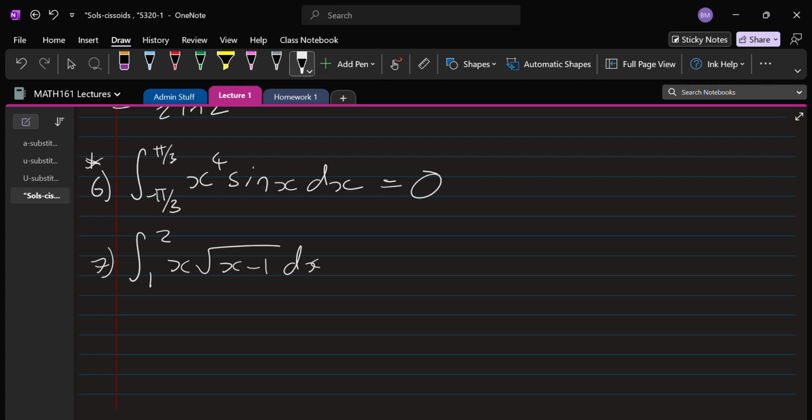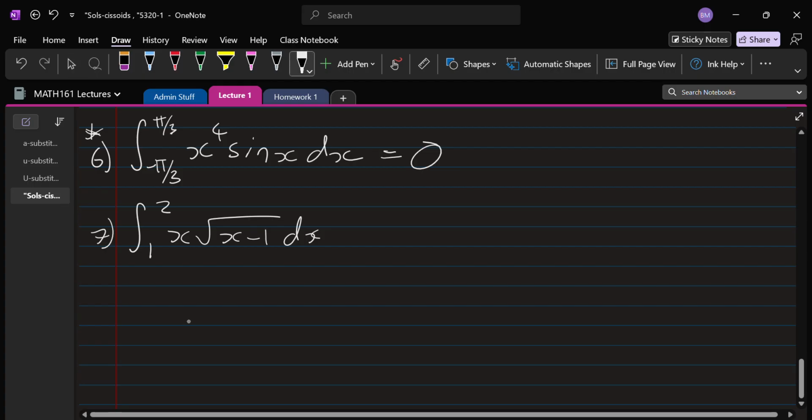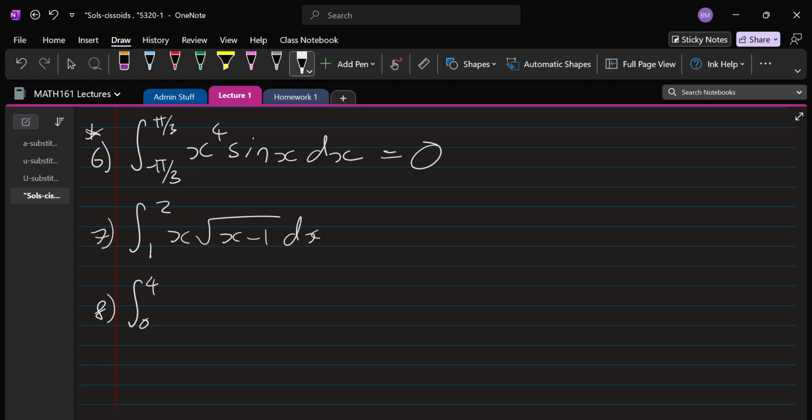Last few I'll leave for homework. Same sort of thing. So we have the integral from 1 to 2, x root x minus 1. We've seen this type of problem twice now, but now with bounds.